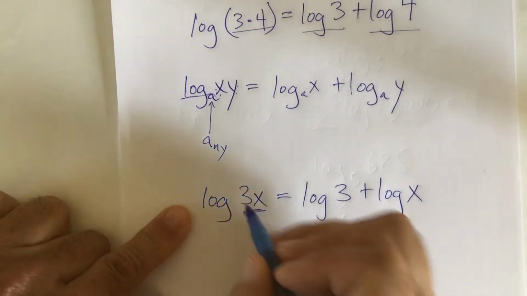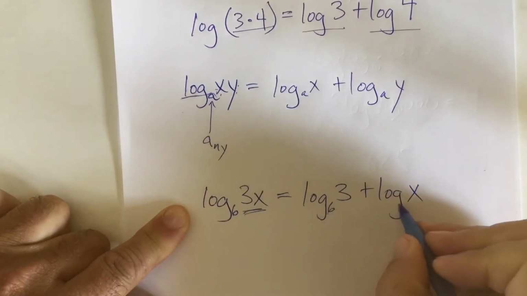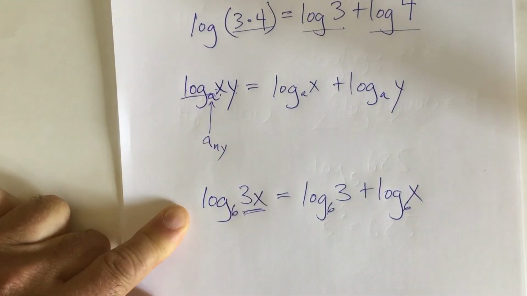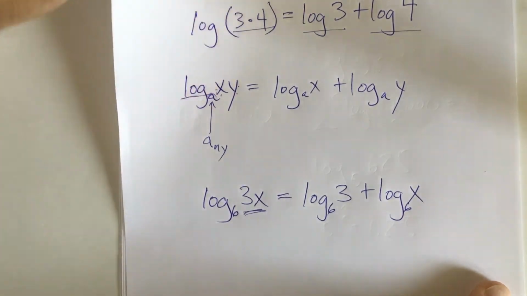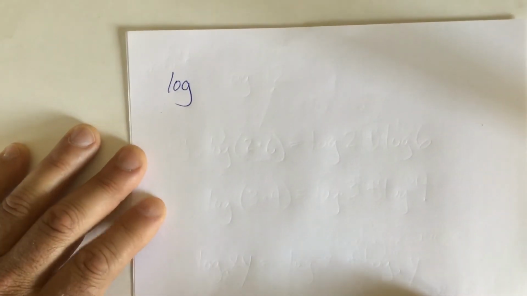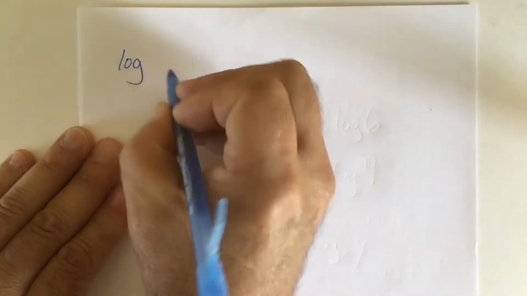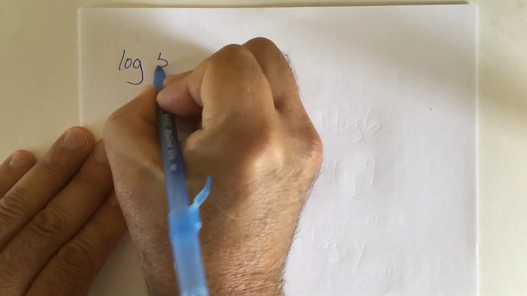So what if this was a base 6? Well, then I'd have to put a base 6 here and a base 6 here. That would be the only difference. So the product rule, log base 10. I'm going to use base 10 on all my assignments that I give you so I don't have to keep writing a base in.